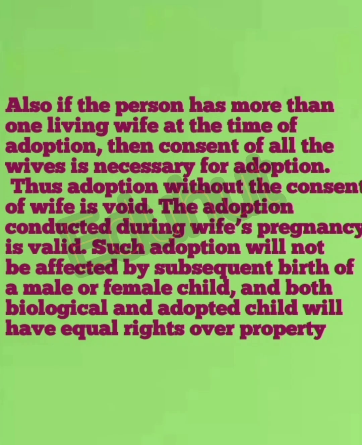Also, if the person has more than one living wife at the time of the adoption, then the consent of all the wives is necessary for adoption. Thus, adoption without the consent of the wife is void. An adoption conducted during the wife's pregnancy is valid. Such adoption will not be affected by the subsequent birth of a male or female child, and both the biological and adopted child will have equal rights over the property.